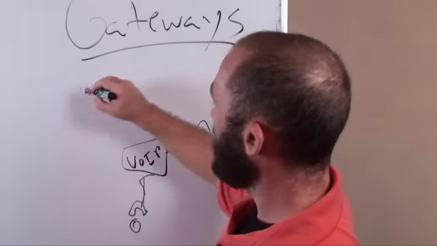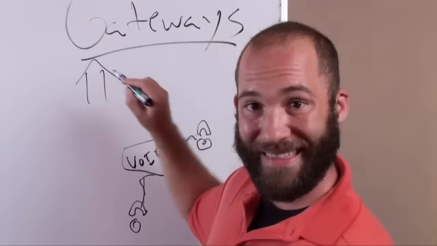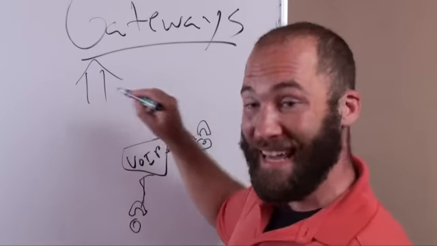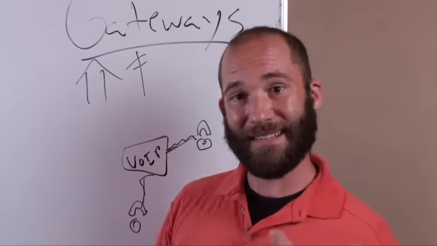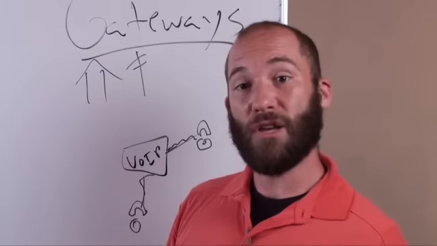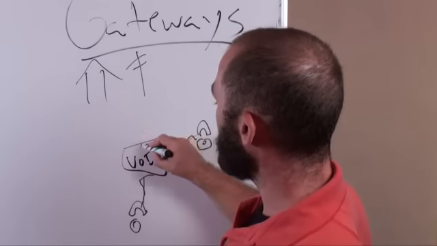Now here's the question. What if Bob is out here in the house? So he has a normal telephone, right? With normal telephone lines, etc. He doesn't have a voice over IP phone. So what they did is they created these things called gateways.